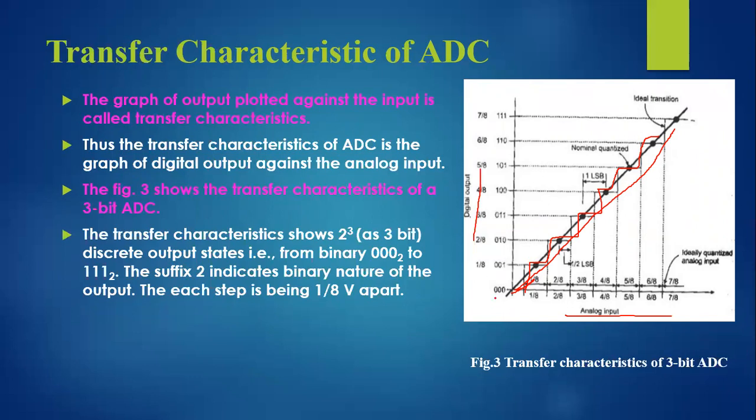It starts from 000 to 111, and here we have the analog input voltage ranges, that is 1 by 8, 2 by 8, 3 by 8, and so on. Here you will get the corresponding digital outputs on the y-axis. The distance between each step will be equal to 1 LSB value. So that is what we have explained in this.